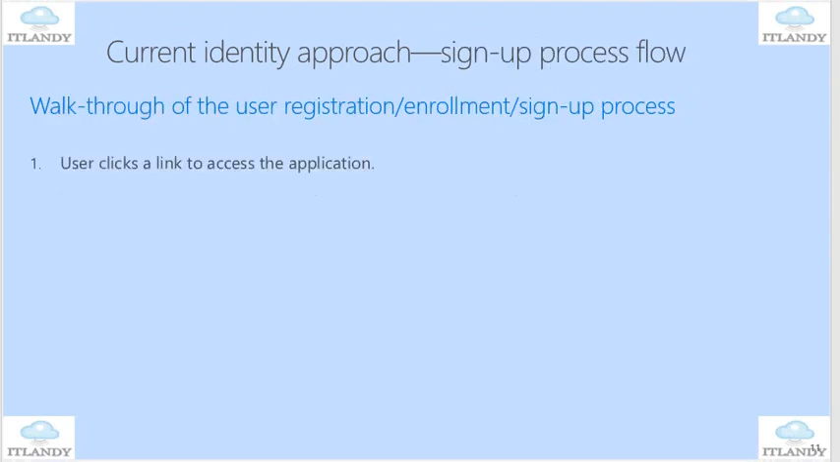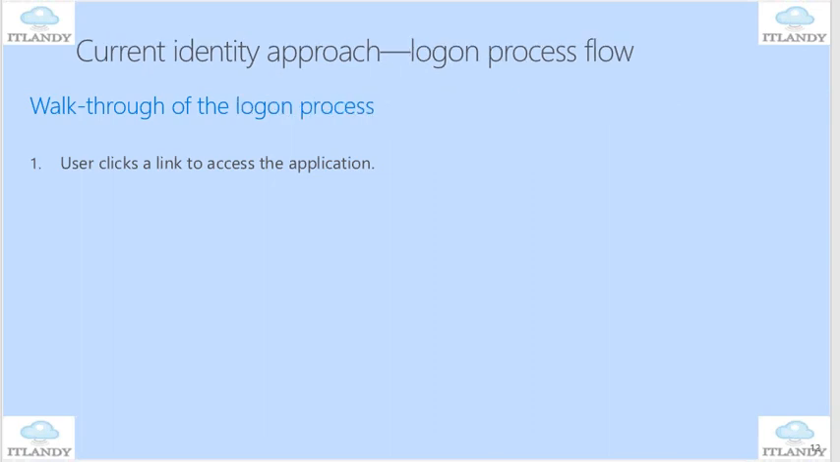Also, a walkthrough of the user registration, enrollment, and sign-up process. It's an app, you click on the application. What is the journey here? Is it possible that different classes of users use different systems for the sign-up page or workflow? I need to know how the application is behaving. The same thing applies to the login process. I need to know what will happen. Do I get validated? So the login process needs to be captured as well.